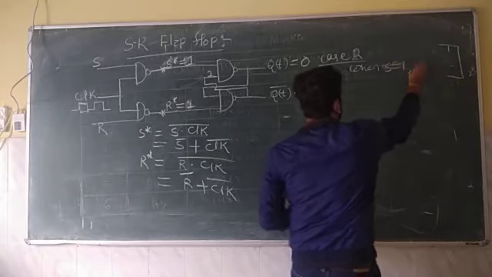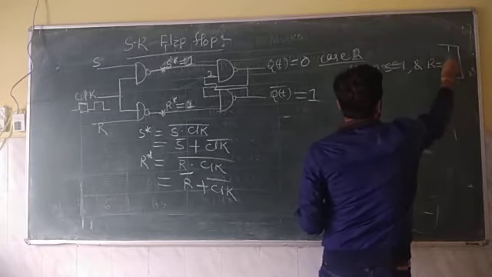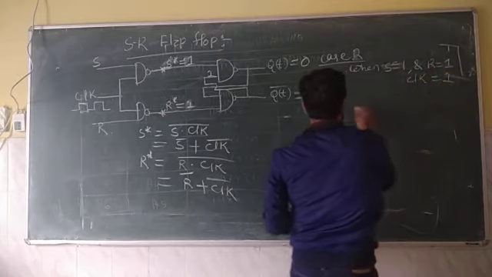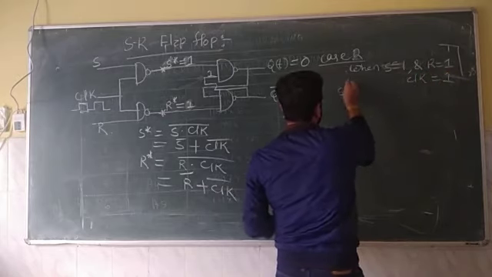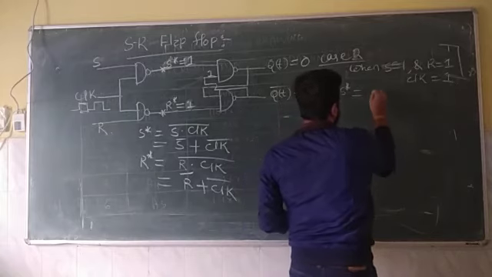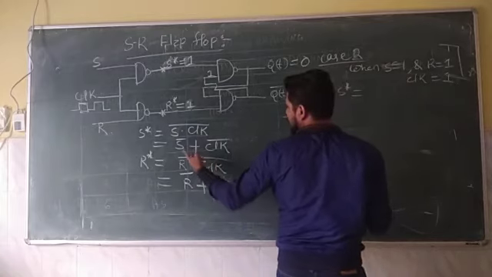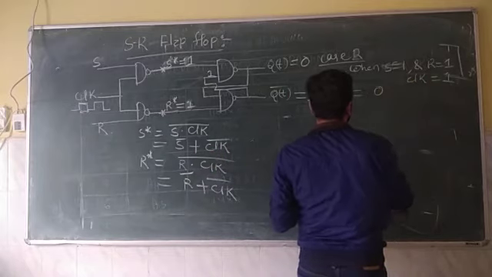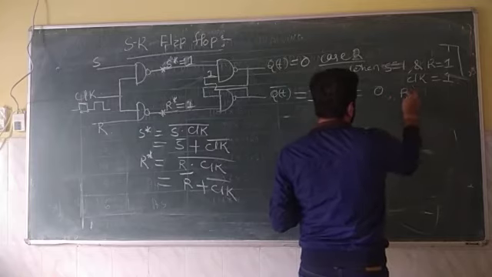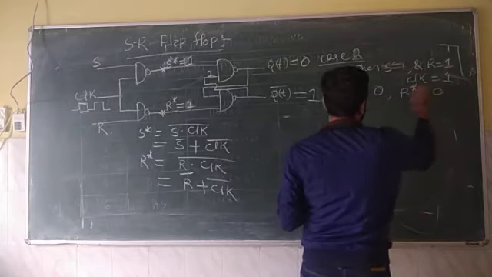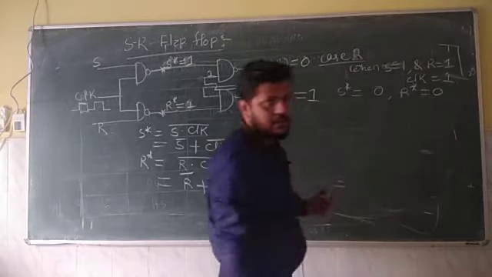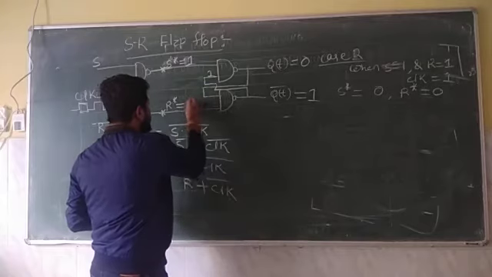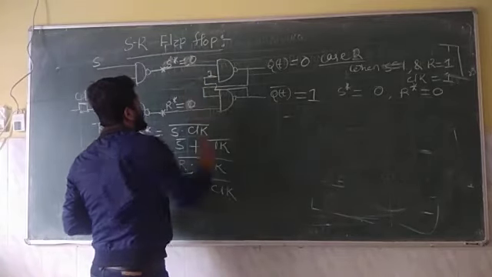when S is equal to 1 and R is equal to 1 and clock is equal to 1 also, then what will happen? Your A star becomes S bar or clock bar. So, S bar is 0, clock bar is 0, that means here we have 1 as S and clock, and similarly your R star is also 0. Then what will happen? Now we can see here A star is equal to 0, R star is equal to 0. Then which gate will turn on first? Now the race will occur.